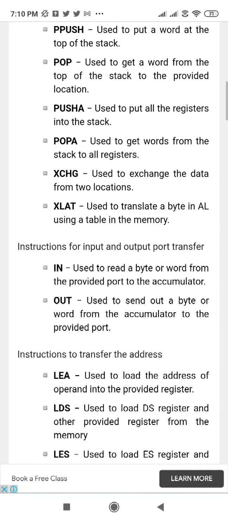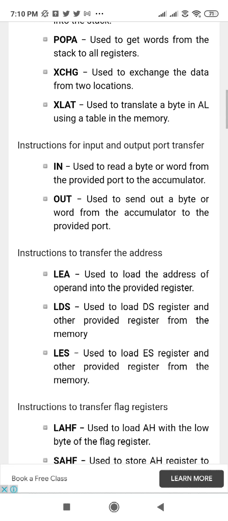Then instructions for input and output port transfer include IN and OUT. So these are also data transfer instructions. The IN instruction is used to read a byte or word from the provided port to the accumulator, and the OUT instruction is used to send out a byte or word from the accumulator to the provided port.